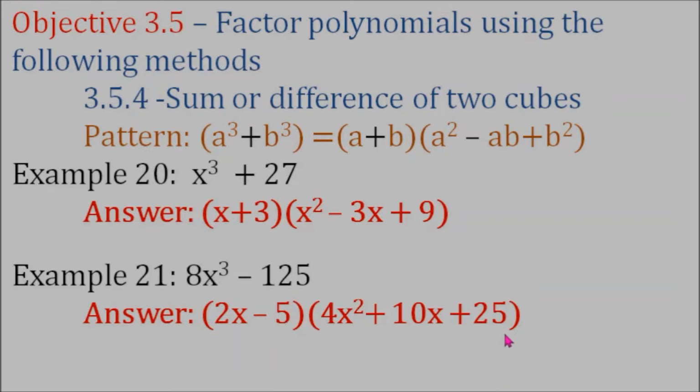Now for our trinomial factor, we square the first term, 2x times 2x, that's 4x squared. For our second term, we multiply the two terms, 2x times negative 5, that's negative 10x. We will change the sign. It's positive 10x. Then we are going to square the second term, negative 5, so that's positive 25.